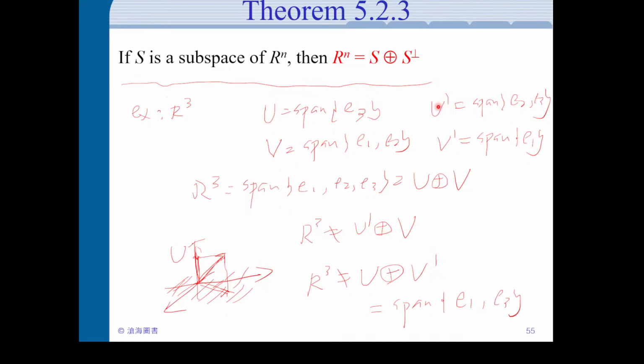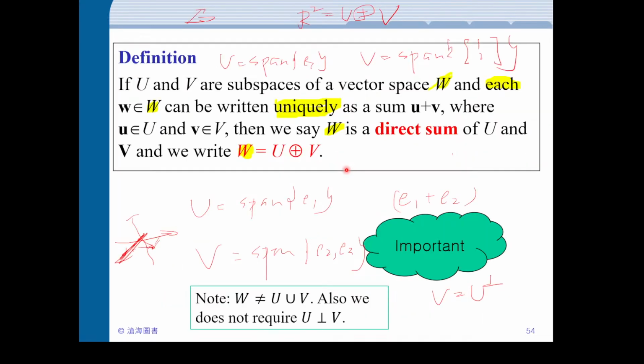Here is an example of the direct sum not being true by our definition. If we take this U prime and V, then because U prime and V have non-trivial overlap on E2, by our definition R3 is not a direct sum of U prime and V. This is a weird part of our definition. Even though you take this basis and this basis together, they will span the whole R3, but those two bases together are not a basis because you have too many E2 inside.